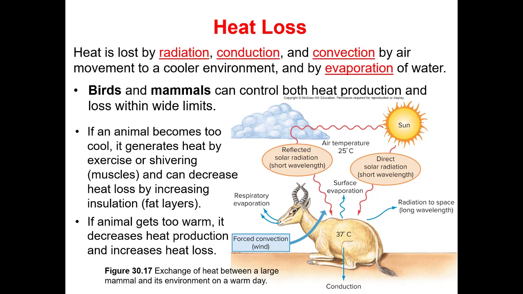Heat loss is a process of radiant energy, conduction, and convection caused by air movement across the skin or integument, as well as by evaporation of water. If an animal becomes cold, it generates heat by using its muscles and can decrease heat loss by increasing the insulating fat layers. If an animal gets too warm, it decreases heat production. You may notice many different animals in the wild napping during the heat of the day and increasing their heat loss by finding shade or a pool of water.